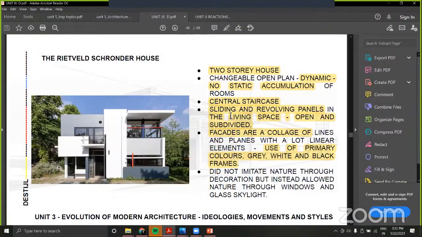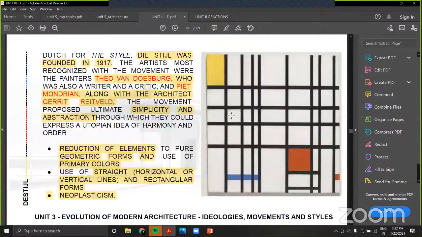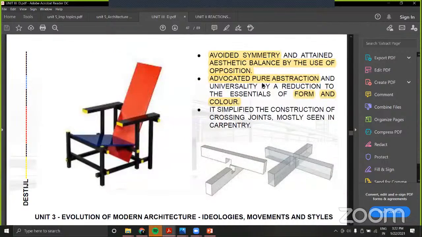As what they are saying is they used literally the primary colors in this building, and also the straight lines and the vertical and rectangular forms were more encouraged in this period. They neglected all the curves kind of thing. So as we said, they avoided symmetry.